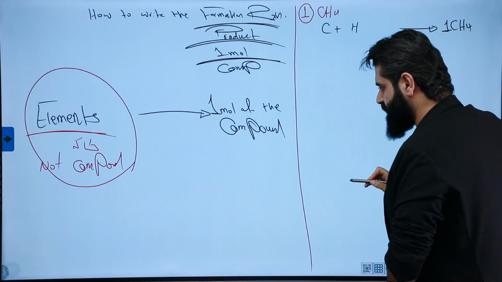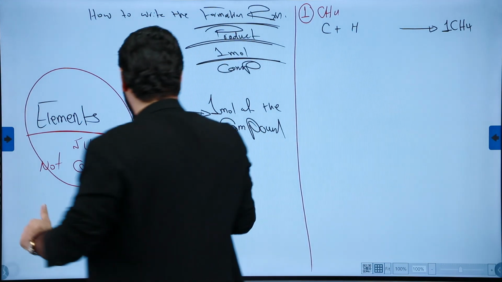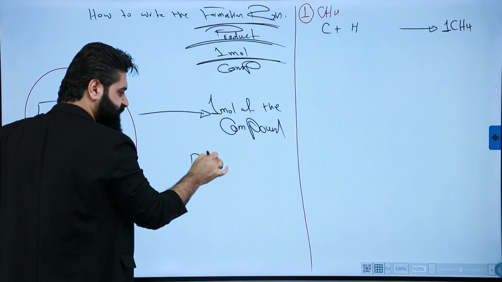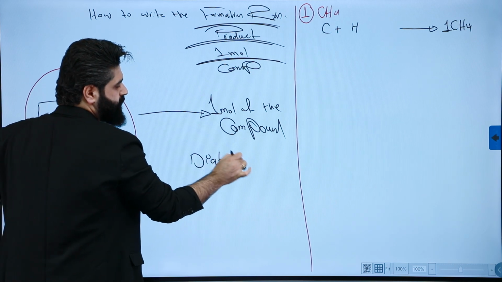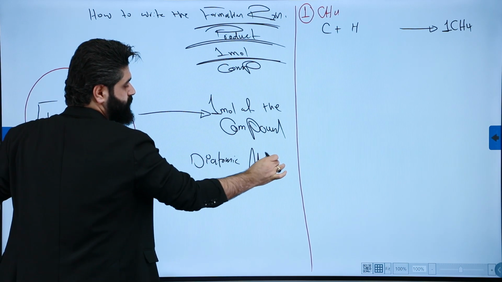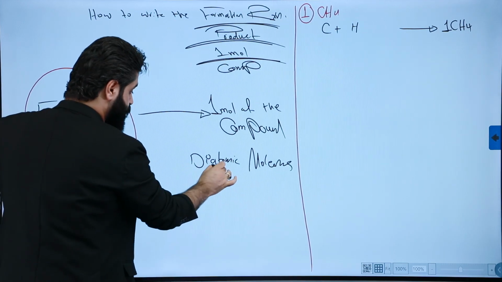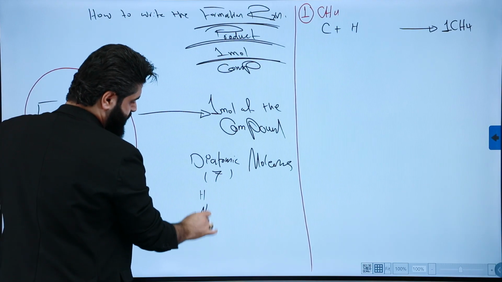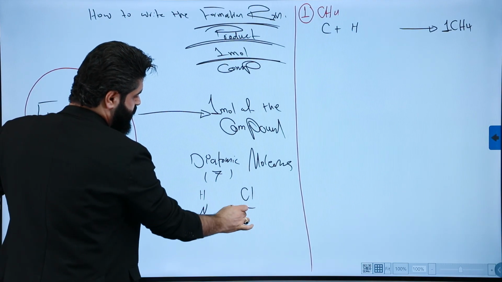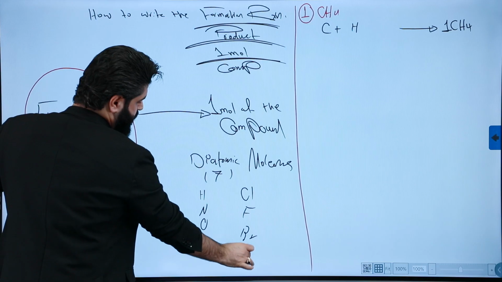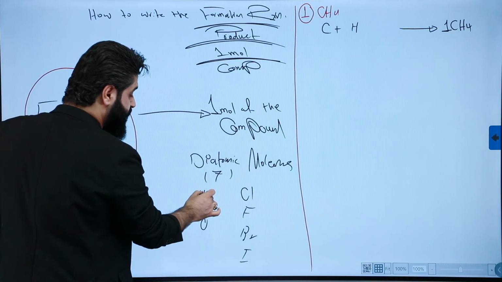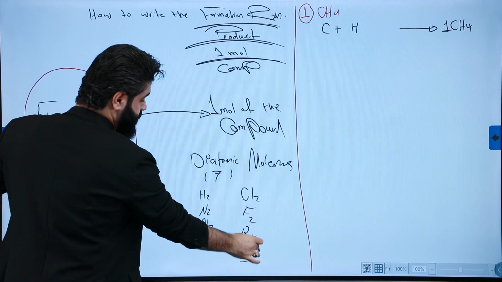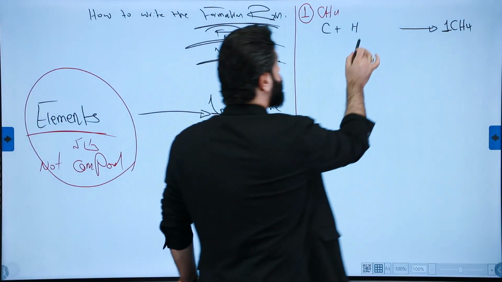But we have something which is called diatomic molecules. What are the diatomic molecules? We have 7 of them: hydrogen, nitrogen, oxygen, chlorine, fluorine, bromine, iodine. If we have them in their free form, they must be written as diatomic molecules. Like this. So hydrogen must be 2.